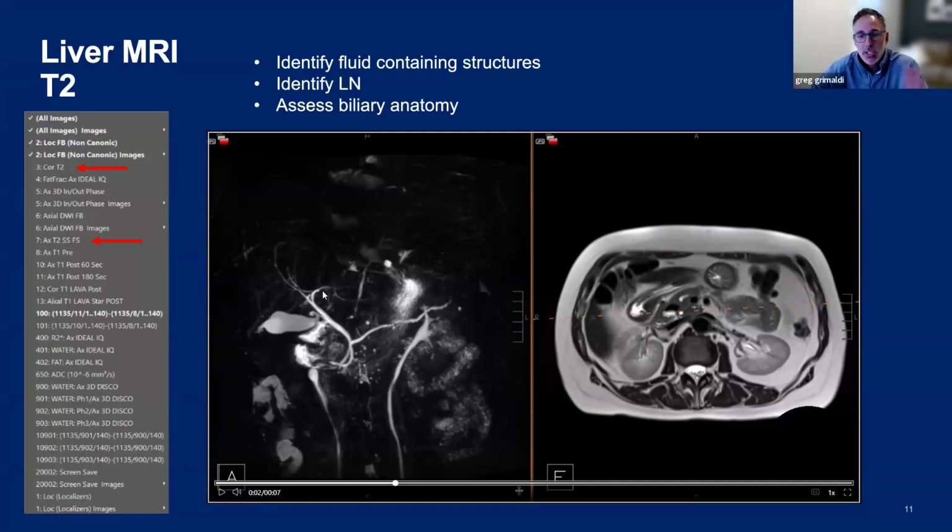Now, because we did a whole slab of heavily T2 weighted image, I'm also getting fluid in the left collecting system, fluid in the right collecting system, and fluid within small bowel. We have ways of eliminating those when we look at this, but you can see how you can use T2 weighted MRI to highlight fluid containing structures. And this is what we use when we do MRCP.